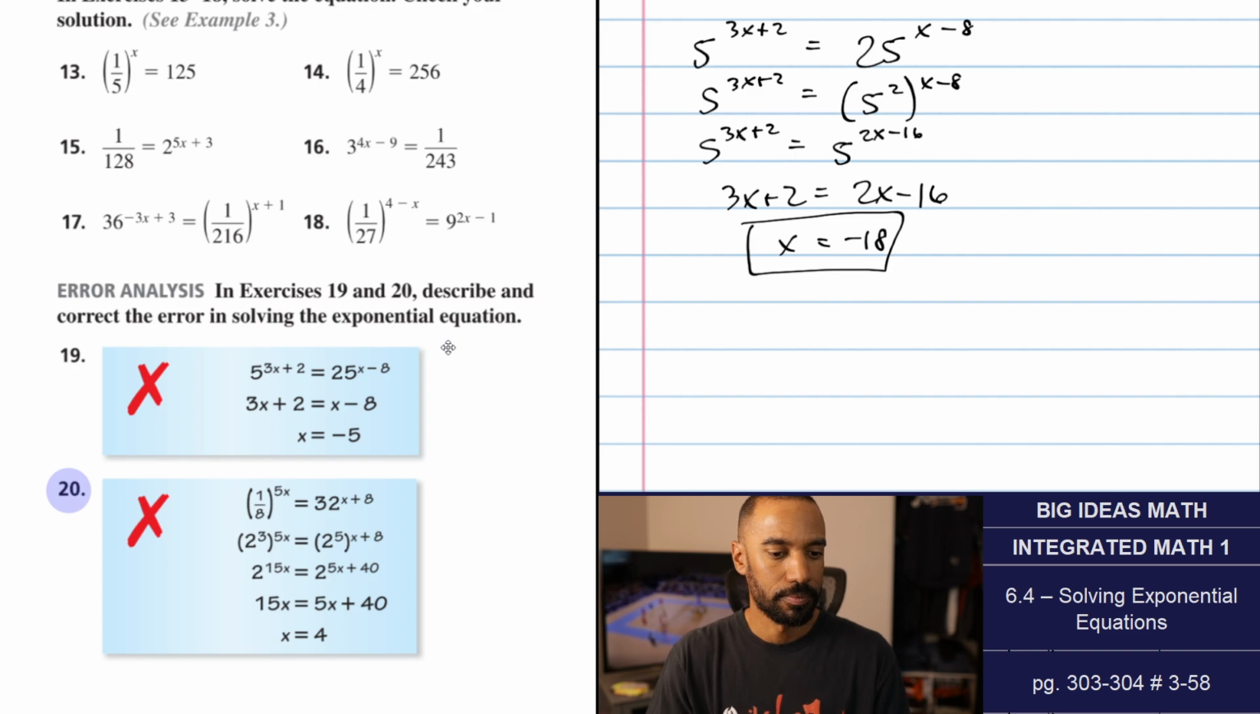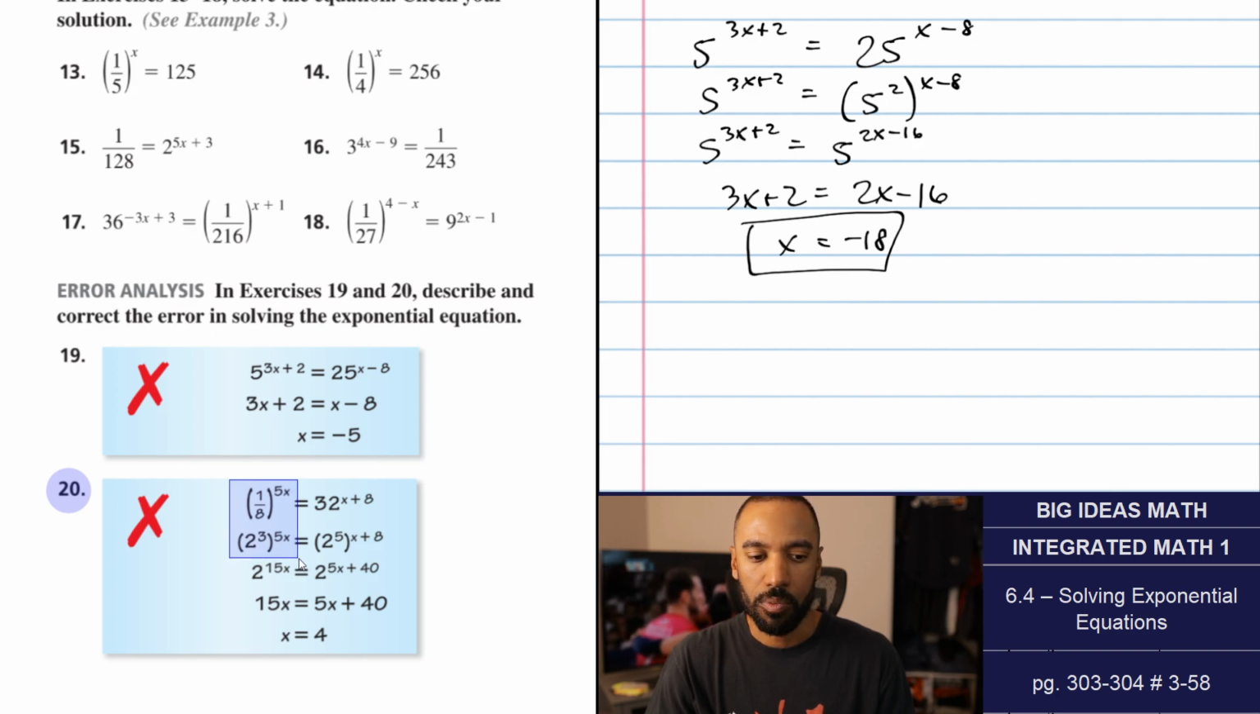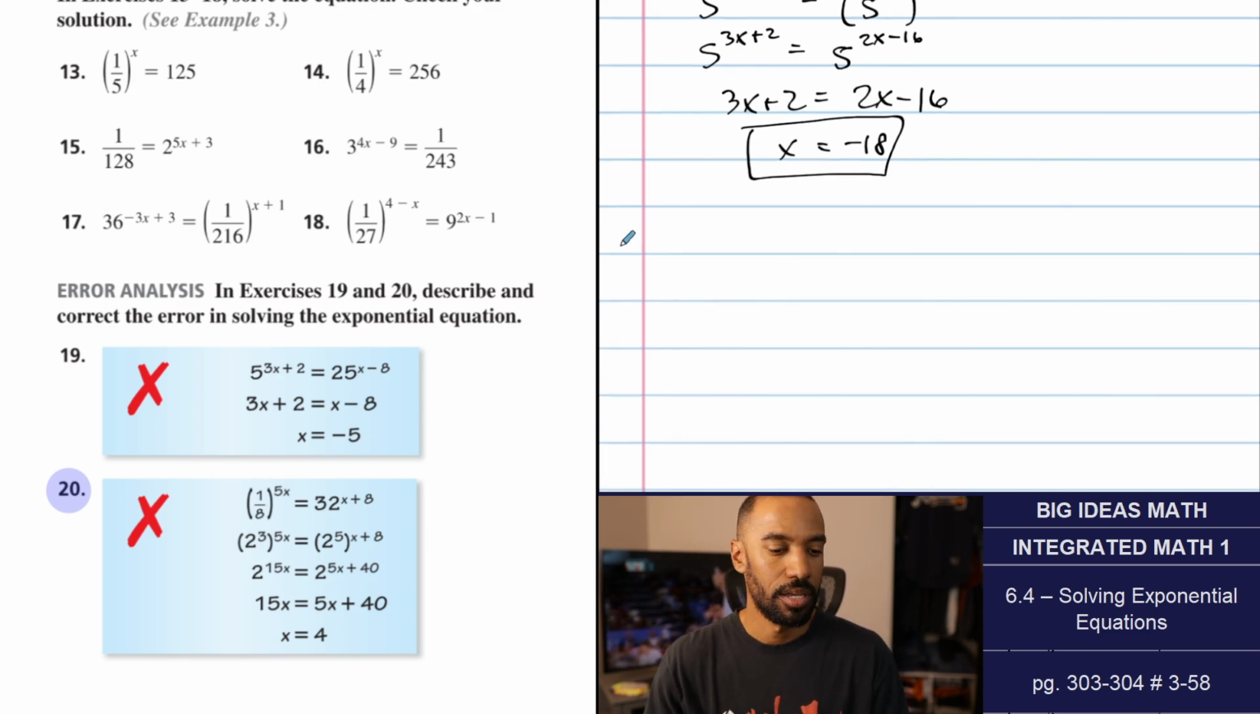Number 20. I see rewrites with matching bases and such. I'm going to talk about the error. It's right here. But let's make sure everything else works out. Distribution, multiplication, set things equal, subtract 5 to every 10. Okay, the problem here lies with this portion. They rewrote 1/8 as 2 to the third power. And 2 to the third power is indeed 8. But because it was a fraction base, we need to raise it to a negative exponent.